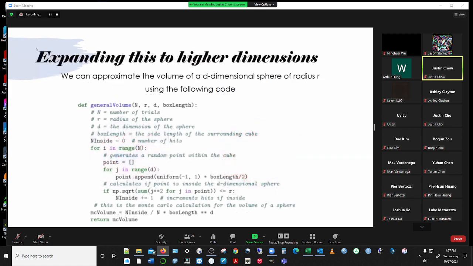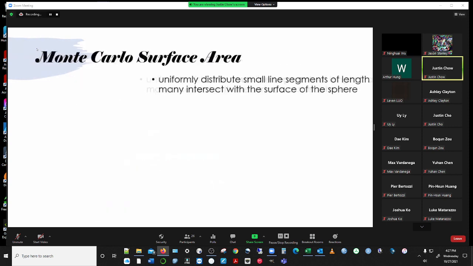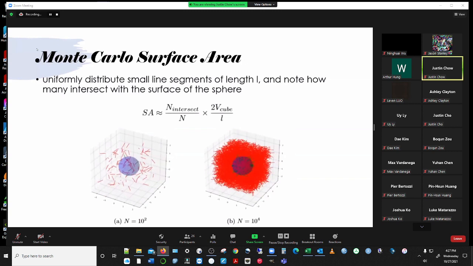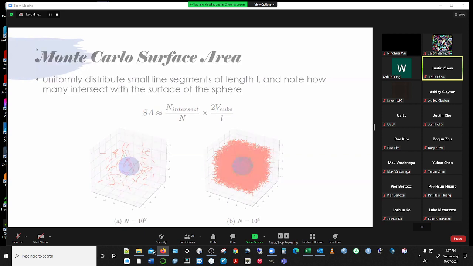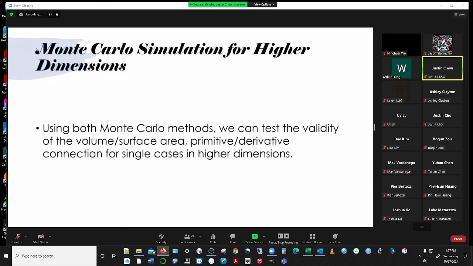We can approximate the volume of a d-dimensional sphere of radius r using the following Python code. For approximating surface area, we can employ a similar algorithm. Instead of points, we uniformly distribute small line segments of length L and note how many intersect with the surface of a sphere. Using both Monte Carlo methods, we can test the validity of the volume surface area primitive derivative connection for single cases in higher dimensions.